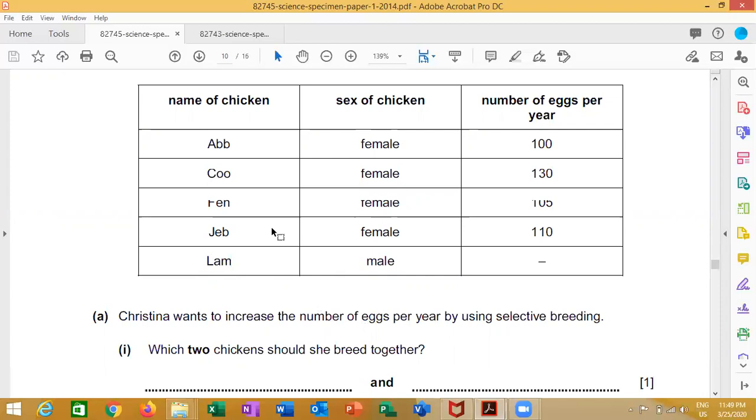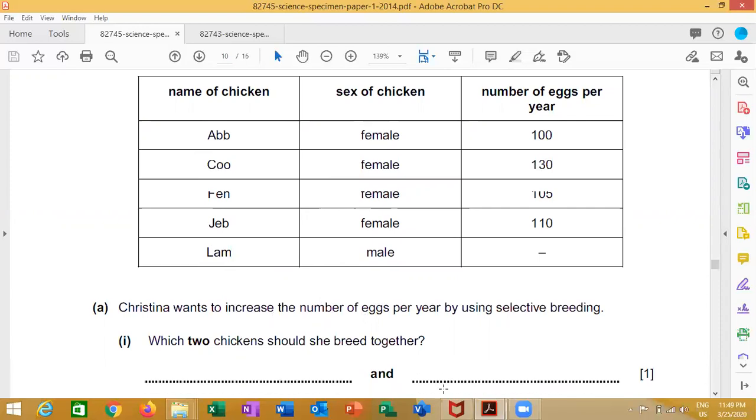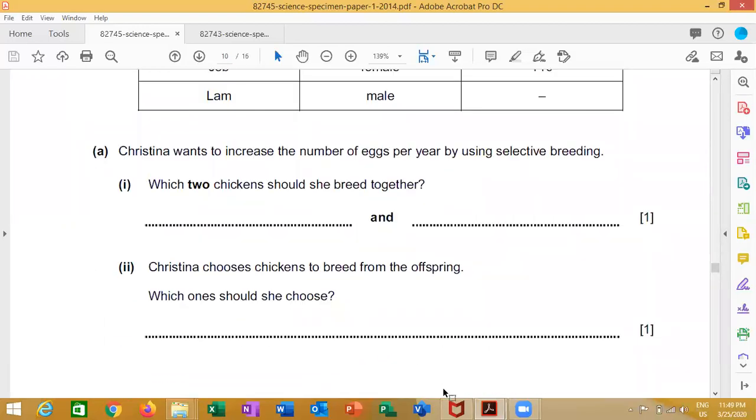Let's look at the females. How can I choose the female? I choose it according to the number of eggs. I want to increase the number of eggs, so I should choose the female that produces the most eggs, which will be 130. The name of the female will be cow. The answer here should be lamb and cow. Question number B. Christine chooses chicken to breed from the offsprings. Which one should she choose?